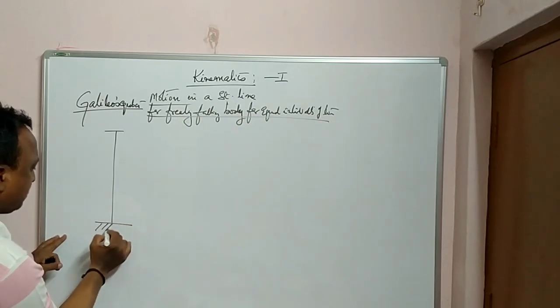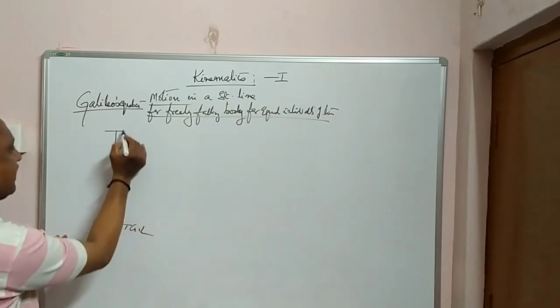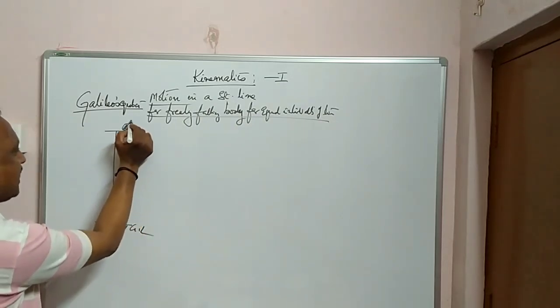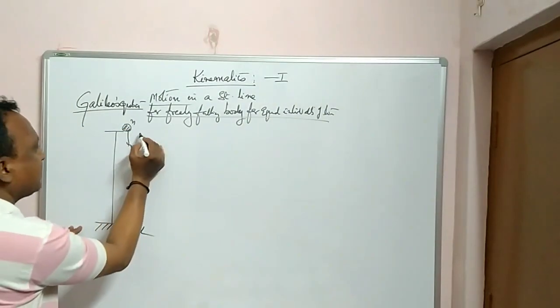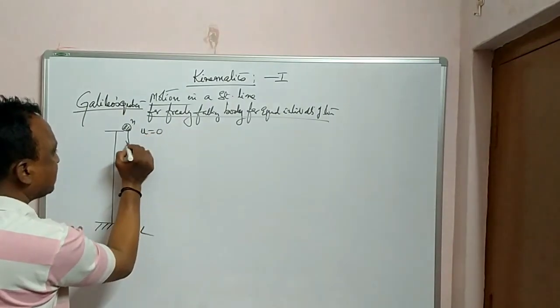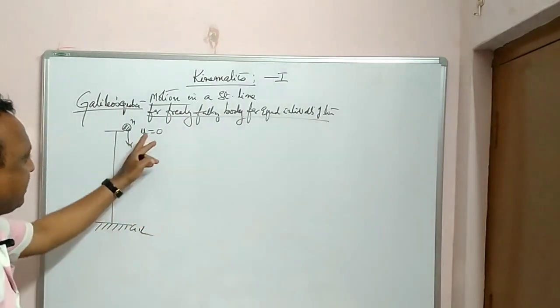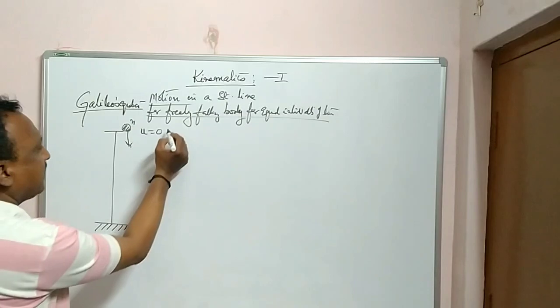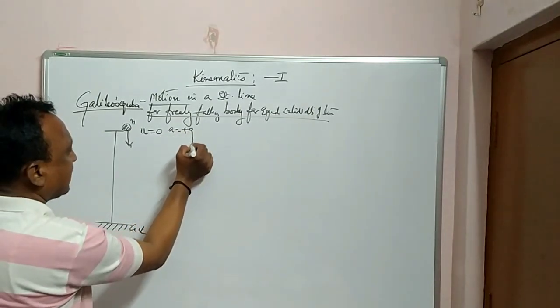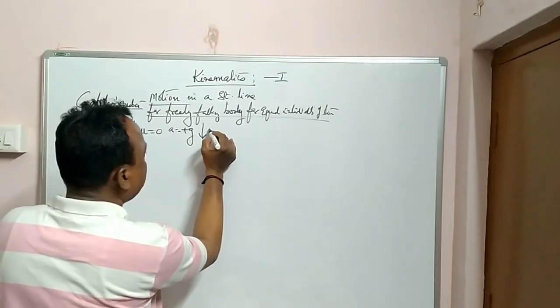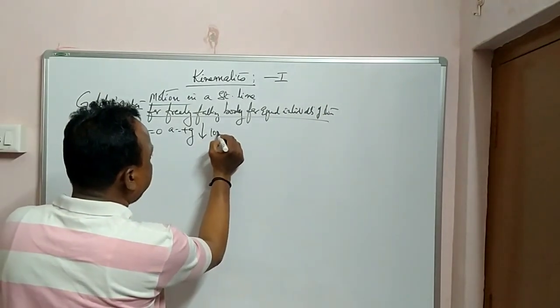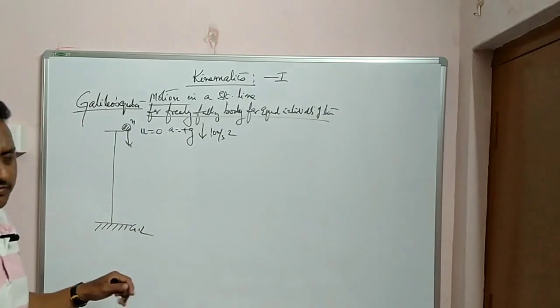For example, this is ground level. Suppose a body of mass m is freely dropped. That means let the initial velocity be 0. It is dropped freely. Freely means always the initial velocity is 0, and a is taken as plus g while coming down. But here I will take some value. Let it be 10 meter per second square, acceleration due to gravity.